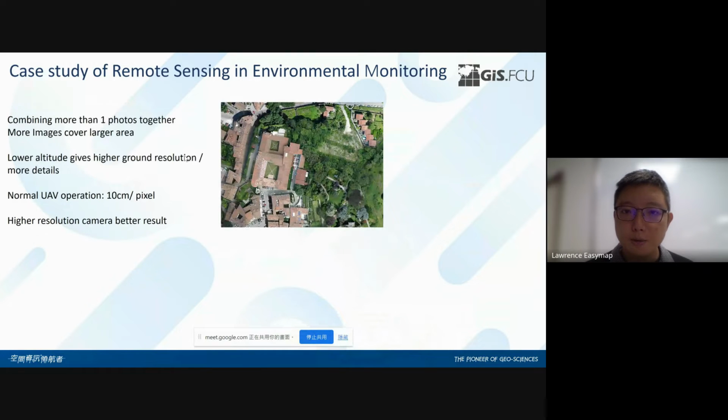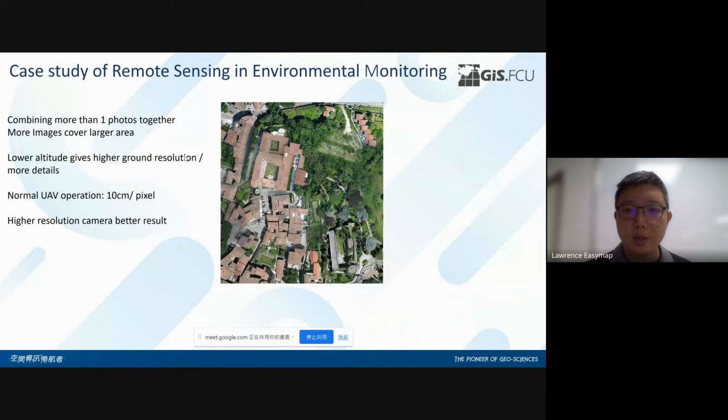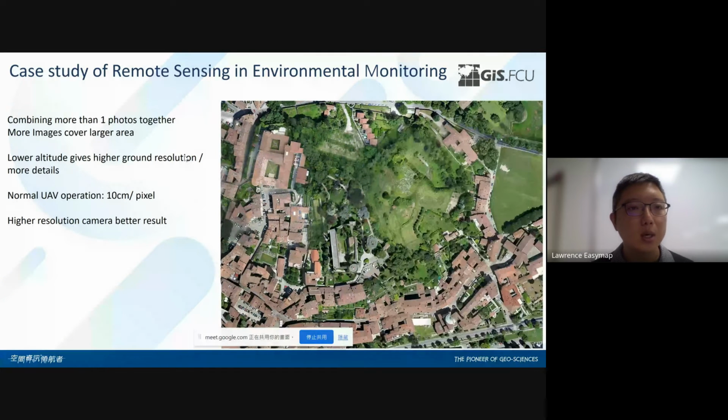Just like here, the first picture, second picture, third picture, and so on. We combined more than one picture to cover a large area. And of course, the lower the UAV flies, the more detail and higher resolution it can capture. In general UAV operation, the ground resolution can be up to 10 centimeters or even better.